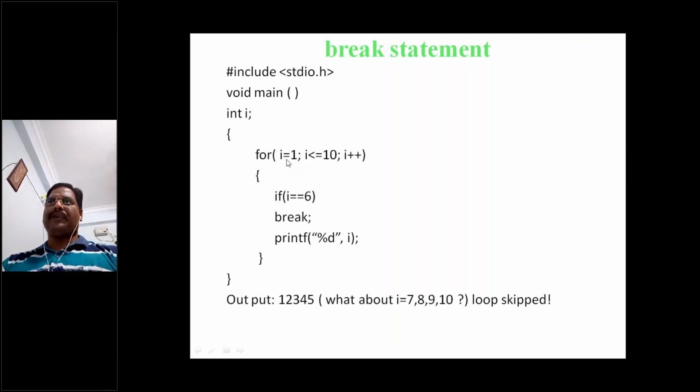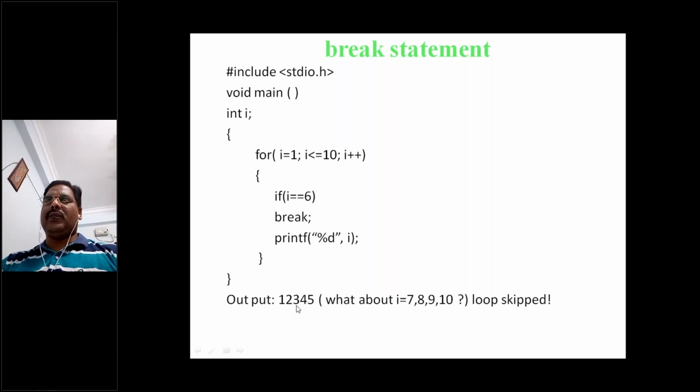As you already know from earlier, the for loop is divided into three parts. One is the initialization part, i equals something, which is executed only once. The second is the condition, which is checked here. Once i becomes 6, it will completely break and come out of the for loop. Until then it will go on printing the i value.